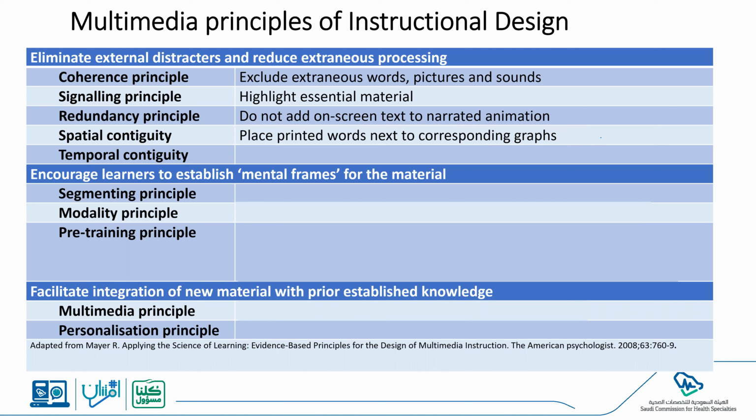Spatial contiguity has to do with place, where you put your words or your text in accordance to the picture or graph when you're presenting it in the presentation or in your assessment. Temporal has to do with time, with how your animation, your image, and your text appear. Does it appear at the same time, or does one come before the other? So it has to do with placing them at the same time.